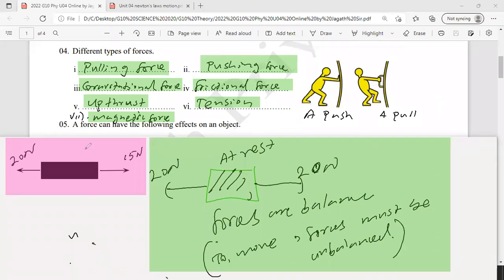Here you can write the forces are balanced. You can copy it on both these diagrams. First diagram, forces are balanced. Second, forces are unbalanced. Therefore, the object is moving towards the greater force. Which side is the object moving towards? Towards the greater force, towards this side. Forces are unbalanced. Therefore, the object is moving towards the greater force.